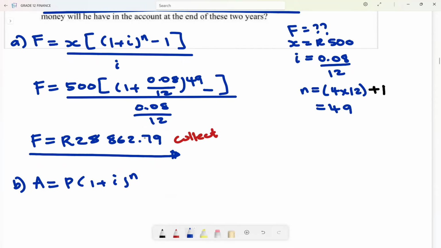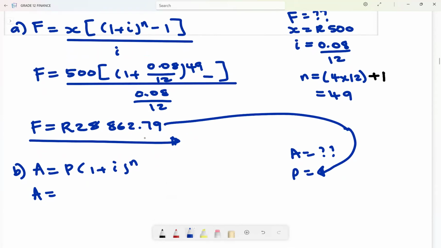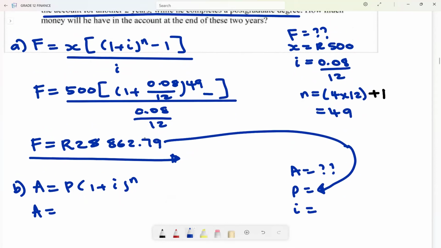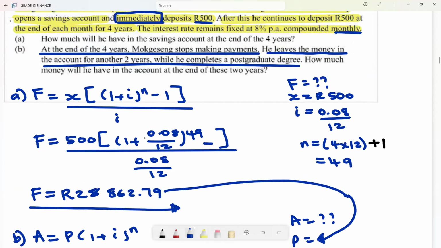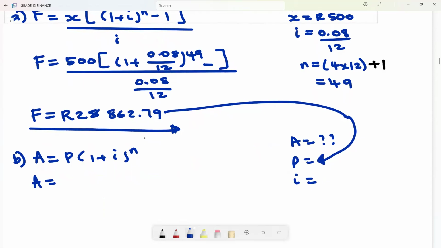So we want to know after 2 years how much Mokgeseng will have. My A will be equal to what? Sorry, my P rather. My P will be the amount that is actually inside the bank, that he decides to leave inside the bank, and then my interest remains unchanged. It's going to be 8%, which is 0.08 divided by 12.